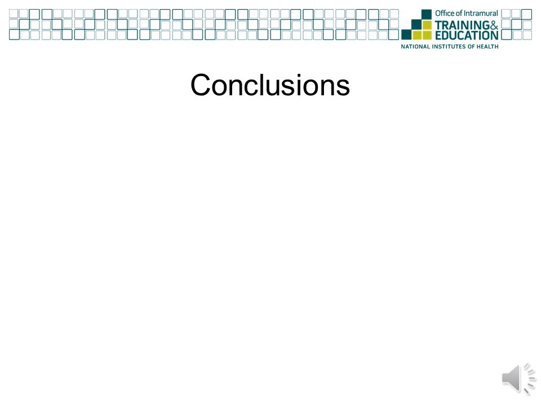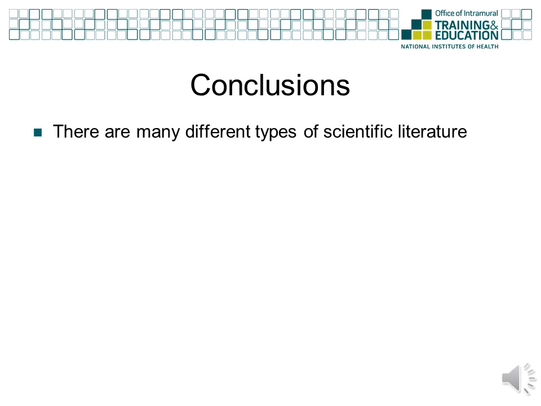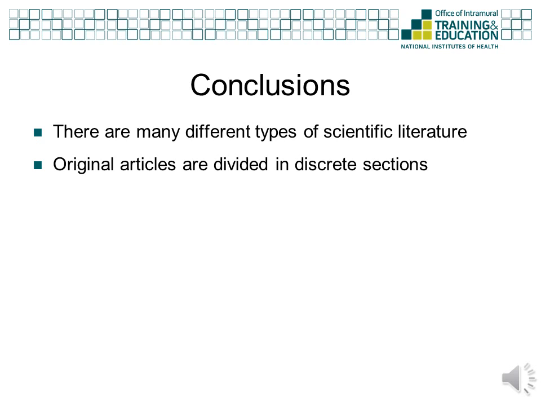To summarize, we discussed that there are many different types of scientific literature, including primary, secondary, tertiary, and gray literature. Original articles follow a defined structure, which includes the title, abstract, introduction, methods, results, and discussion. They also have references and generally an acknowledgement section. Each of these elements consists of standard features.